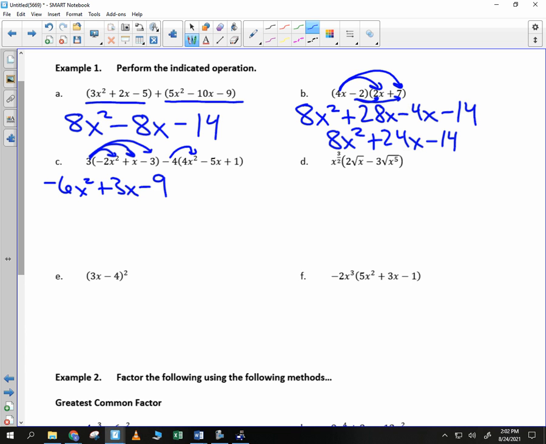So we distribute the negative, and we get negative 16x squared, a positive 20x, minus 4. Good. Now what? Combine your like terms. Negative 6x squared and negative 16x squared make? Good. Negative 22x squared.